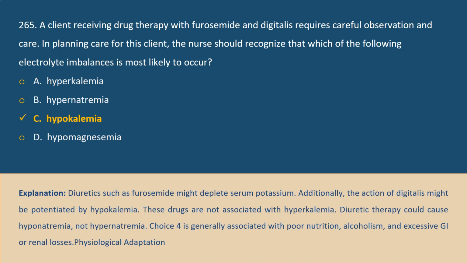Answer C. Explanation. Diuretics such as furosemide might deplete serum potassium. Additionally, the action of digitalis might be potentiated by hypokalemia. These drugs are not associated with hyperkalemia. Diuretic therapy could cause hyponatremia, not hypernatremia. Choice 4 is generally associated with poor nutrition, alcoholism, and excessive GI or renal losses. Physiological adaptation.